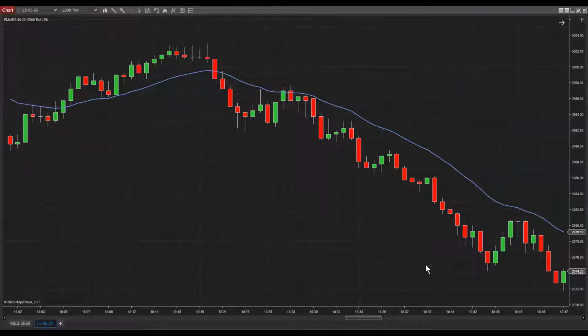Once you've gotten proficient at spotting the two-legged pullback, you are ready to spot the failed two-legged pullback, which I often refer to as a trap, since it is a type of bull or bear trap. I'll explain more of that in a moment.